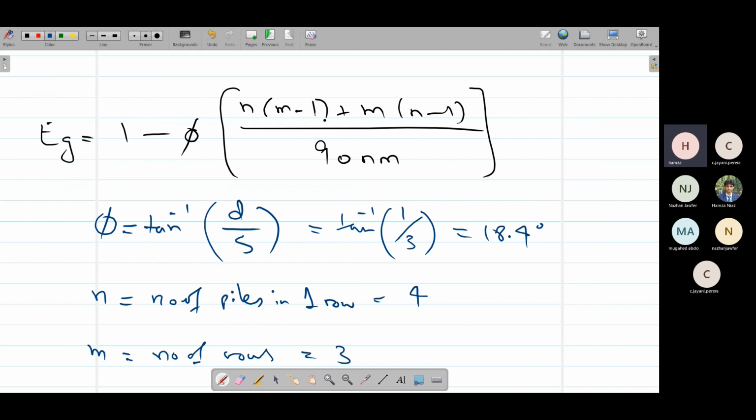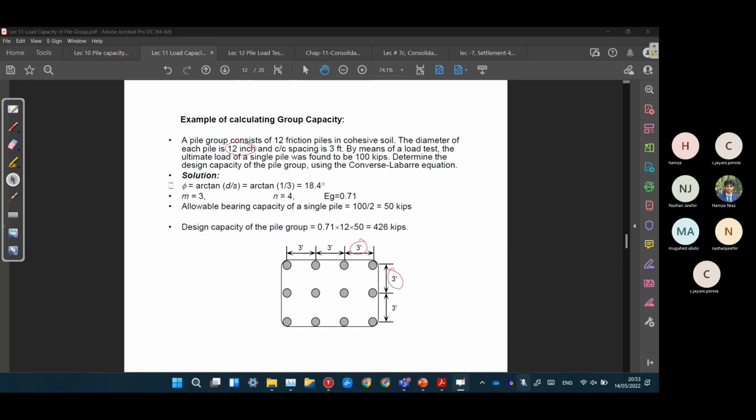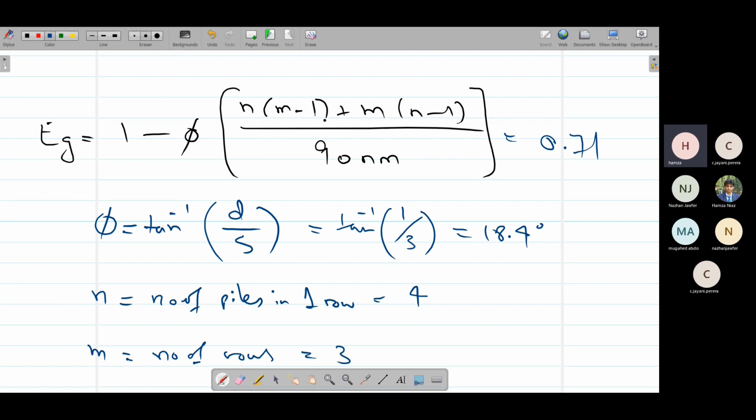So after getting these values, if we simply plug them into this equation, we'll get the answer as 0.71. If you plug in the values, you'd get 0.71. This is 4 times 3 minus 1 plus 3 times 4 minus 1, over 90 times 3 times 4, times phi, which is 18.4. Subtract from 1, and we'll get this answer.